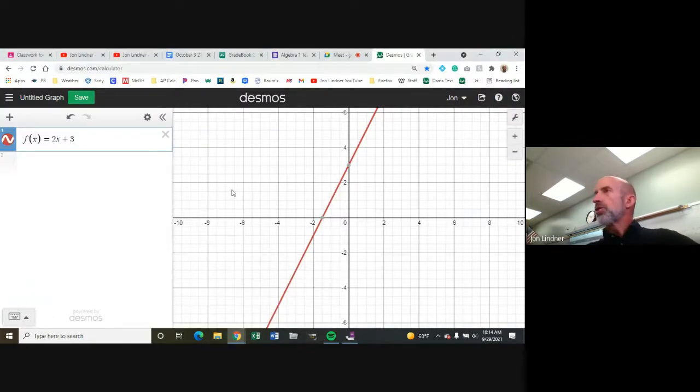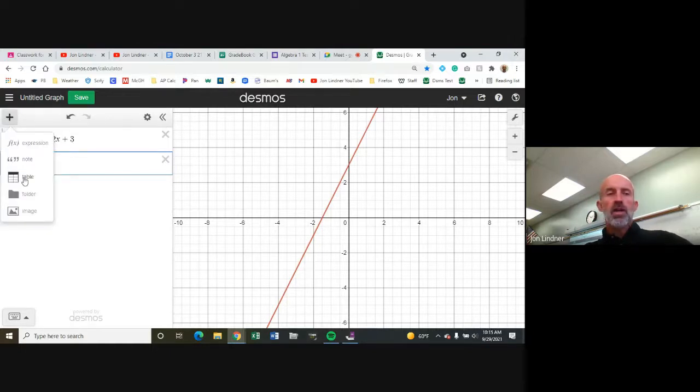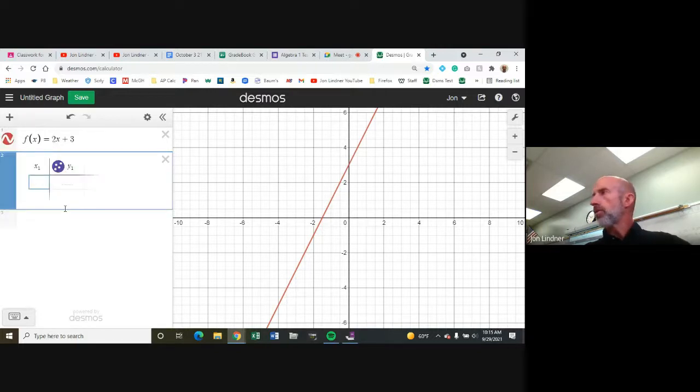Now, the next thing we're supposed to do is make a table. So what we're going to do in Desmos is click box 2. And follow along closely because this is where Desmos can become tricky if you don't make things match. Click the plus sign and click table. Now what I want you to notice is that the headings up here of X1 and Y1 do not match what I had up in my box.